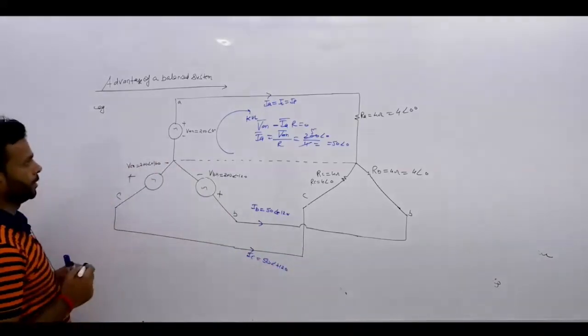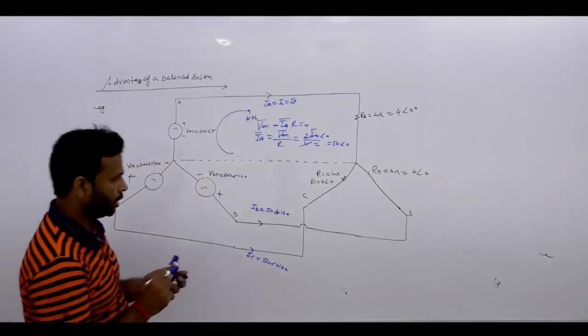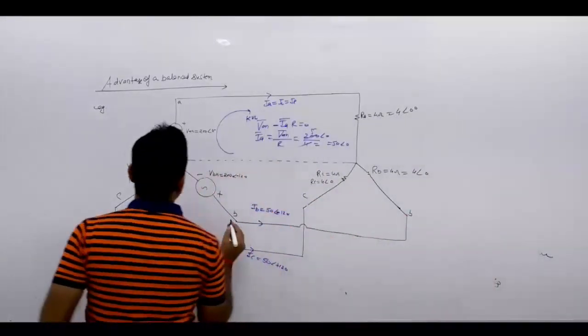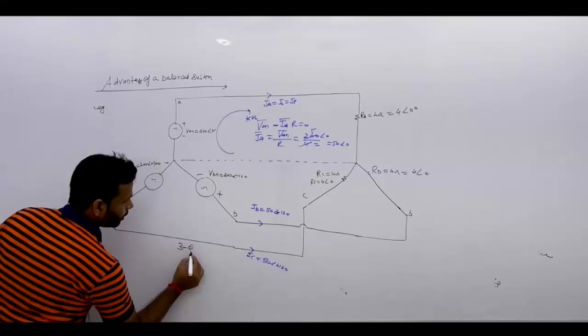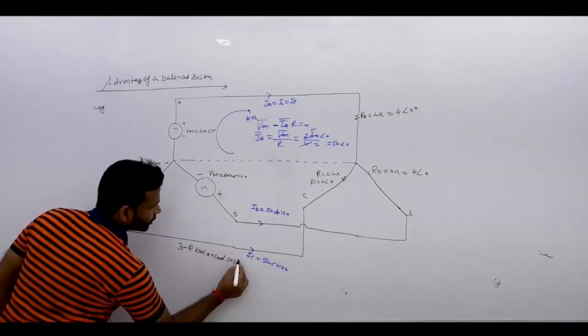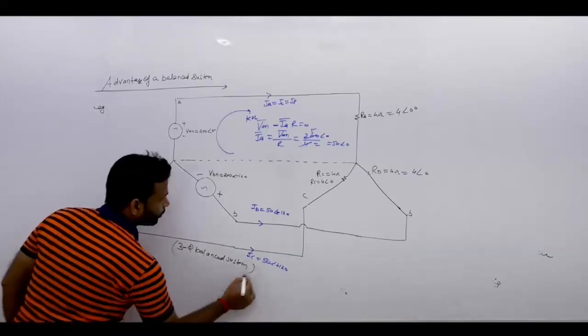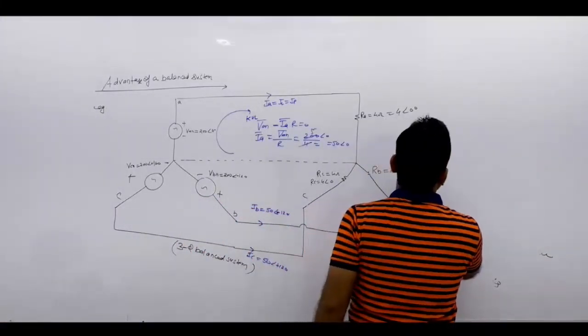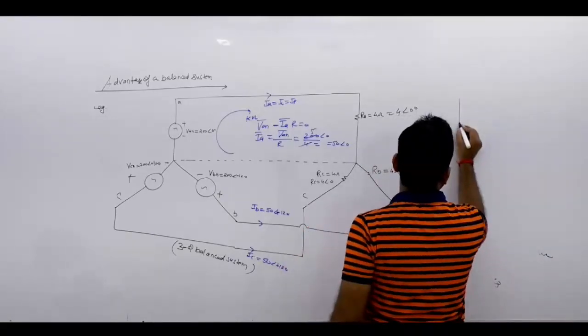Now, this is a balanced three-phase system. I'm just writing: it is a three-phase balanced system. Now, its equivalent diagram. Its equivalent diagram is this.